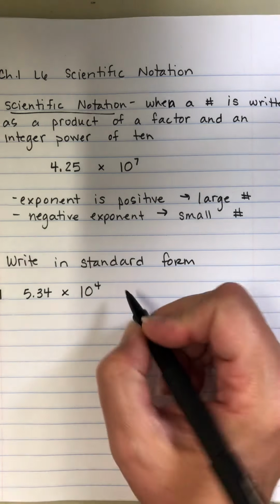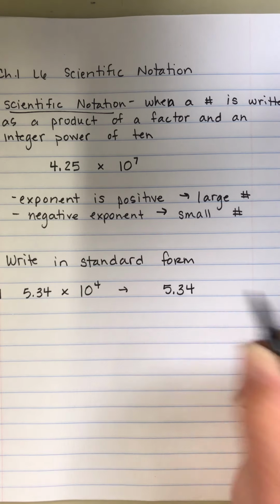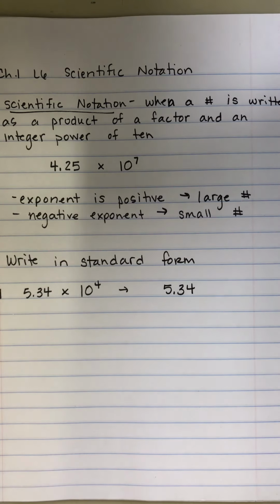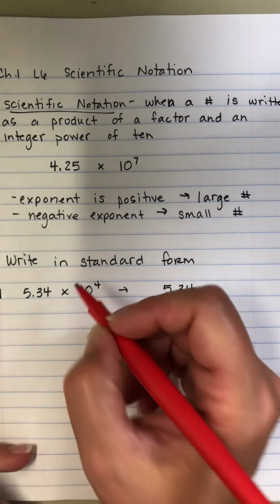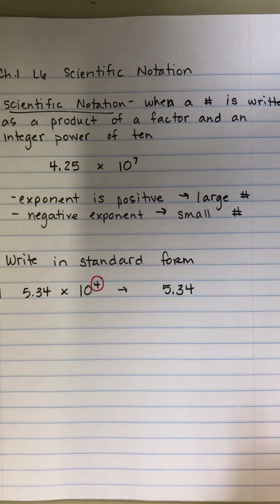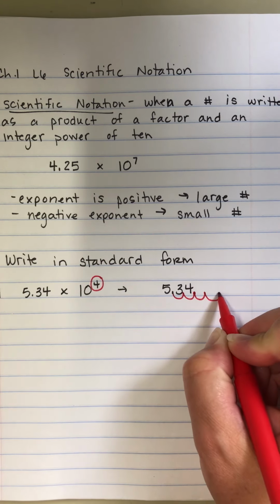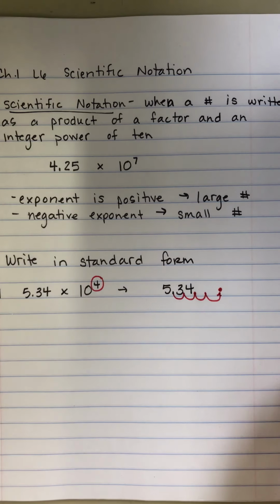What I am going to do though is I'm going to rewrite my number with lots of space so I have some room. I'm going to look at my exponent. Remember that when we multiply by powers of 10, all it really does is move our decimal point either to the right or the left. Since it's a positive exponent, my number is going to get larger. That means it's going to move to the right 4 times because my exponent's a 4. 1, 2, 3, 4. This is where my decimal point's going to end up.